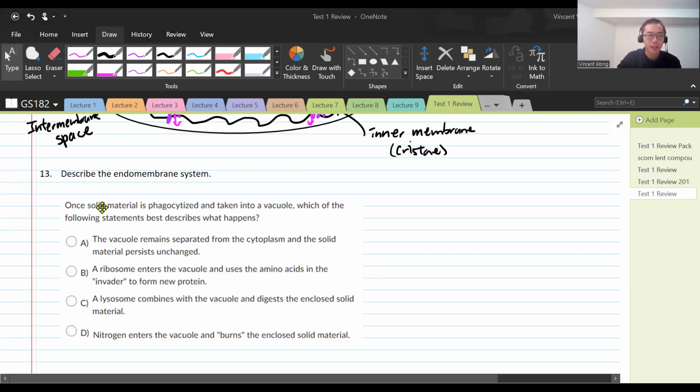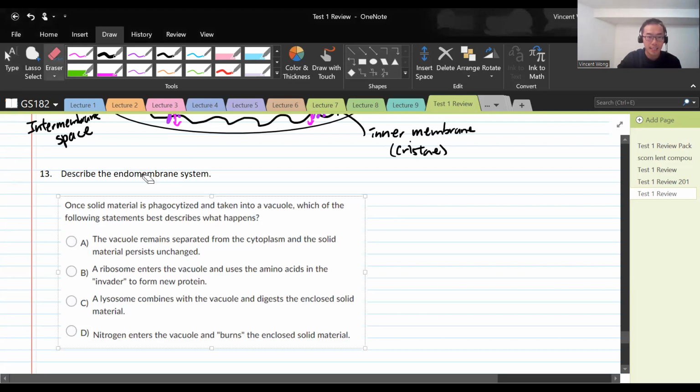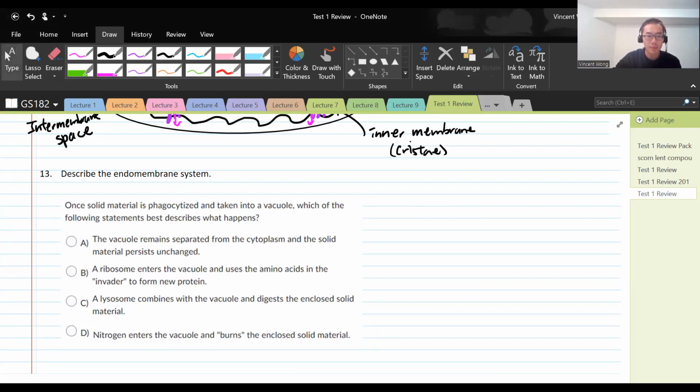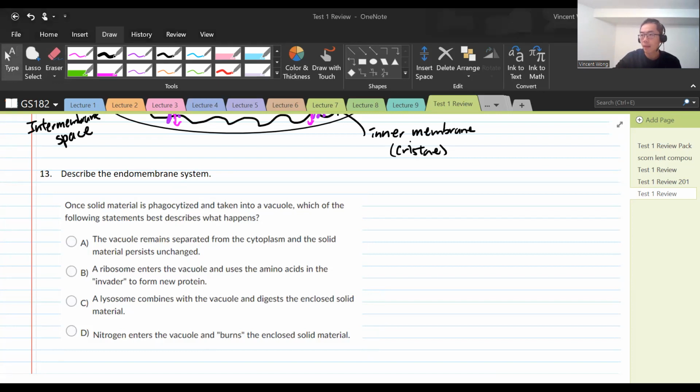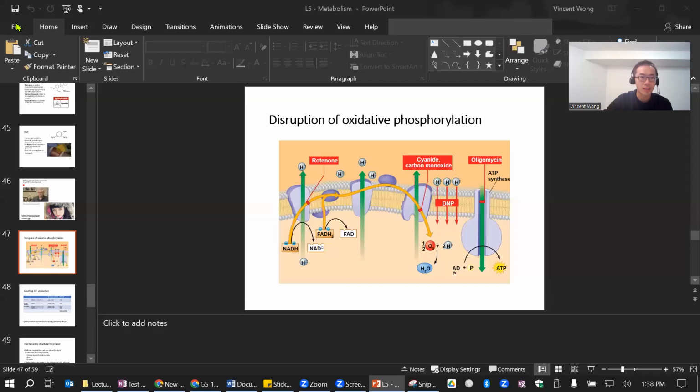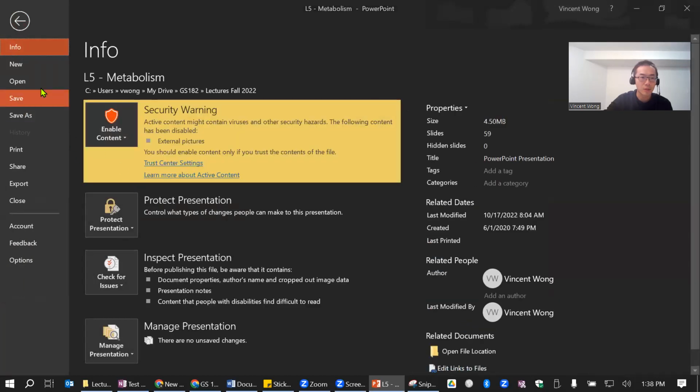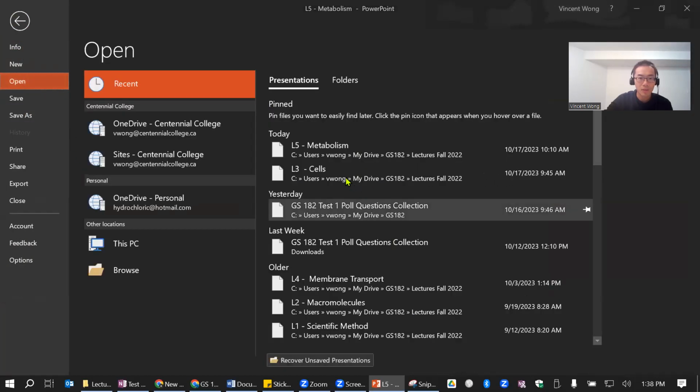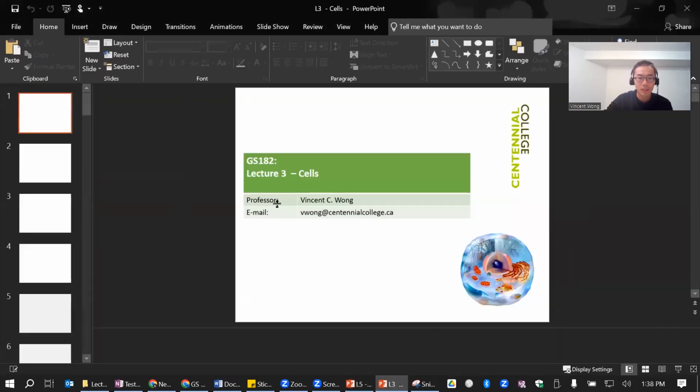Okay, well, let's see. Once a solid material is phagocytized, that means phagocytosis, right? Has been eaten and taken into a vacuole. Which of the following statements best describes what happens? Well, perhaps I should show you the slide that corresponds to this. I think that is lecture 3. Do I have lecture 3 here? There we go.